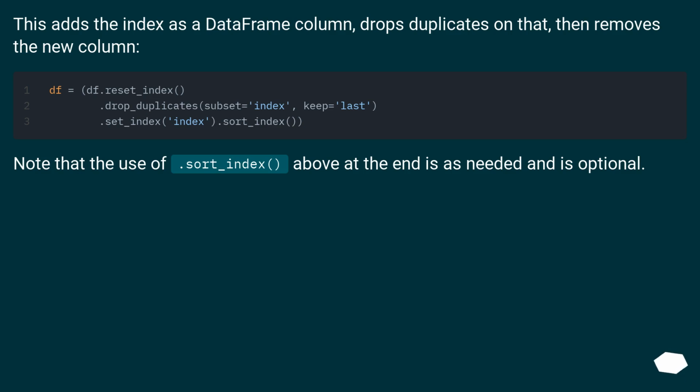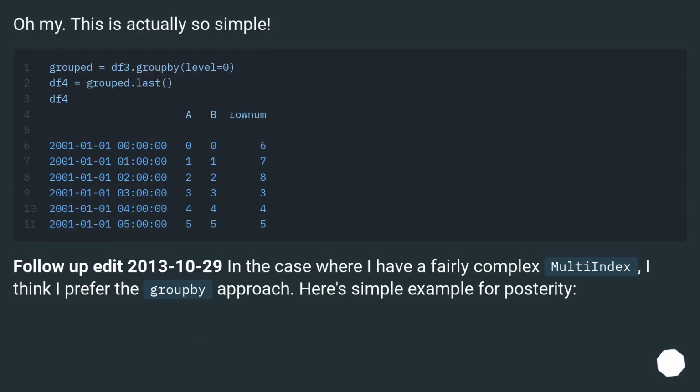This adds the index as a data frame column, drops duplicates on that, then removes the new column. Note that the use of .sort_index above at the end is as needed and is optional. Oh my! This is actually so simple.